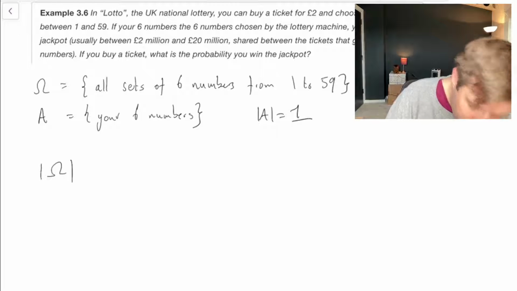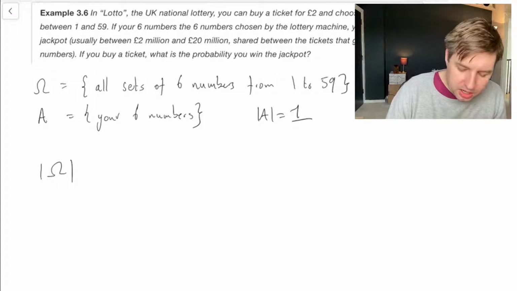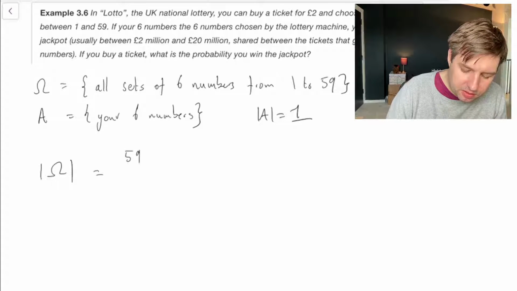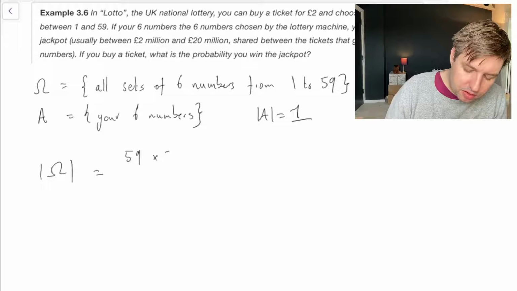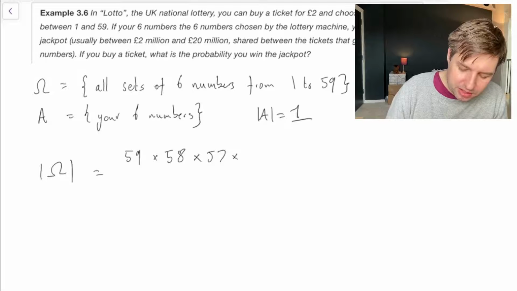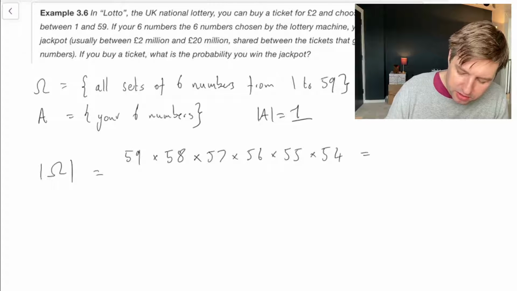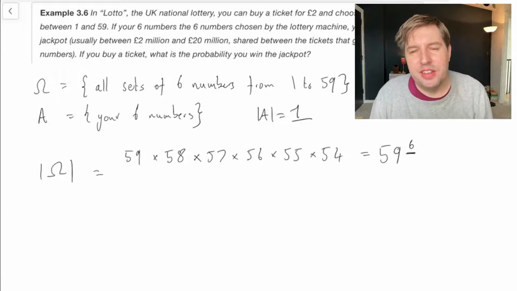So we can think of this in terms of the balls coming out of the machine being sampling without replacement, because you can't get the same ball twice. So the first ball that comes out of the machine has 59 possibilities. Then the second ball that comes out of the machine can't be the same as the first one, so it's only 58 possibilities for that ball. Third ball that comes out of the machine, 57 possibilities. 56, 55, 54. And you will recognize that as being a falling factorial, 59 to the 6 falling. However, that's not the right answer, right?